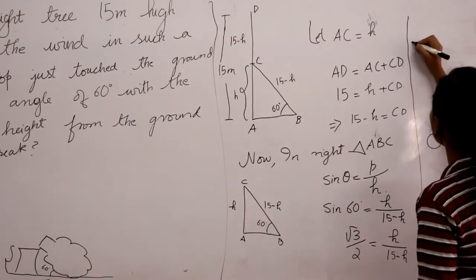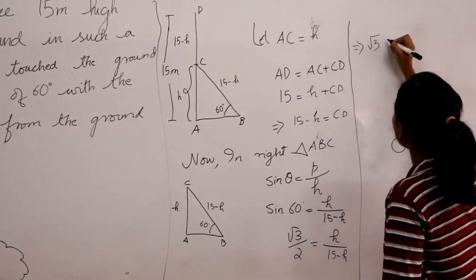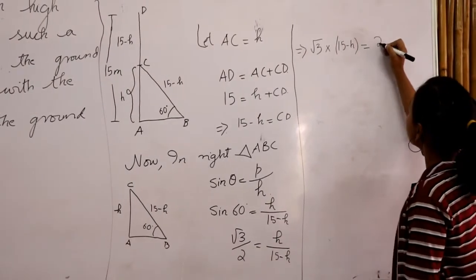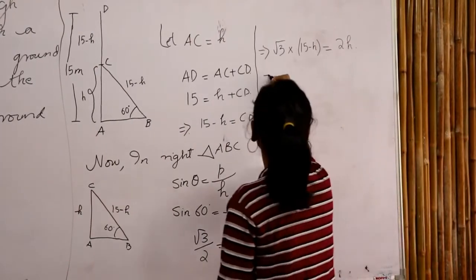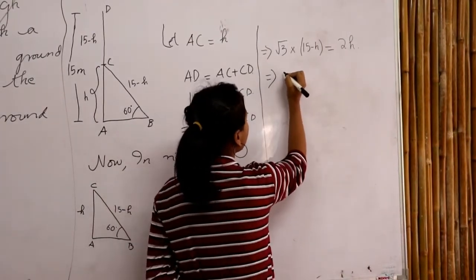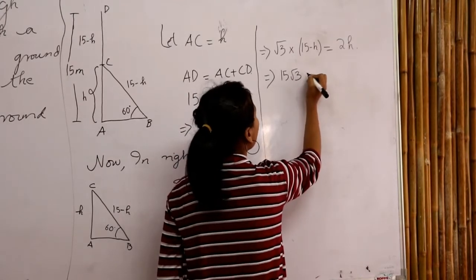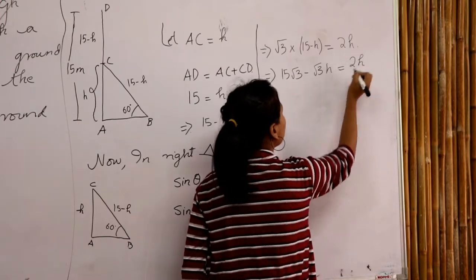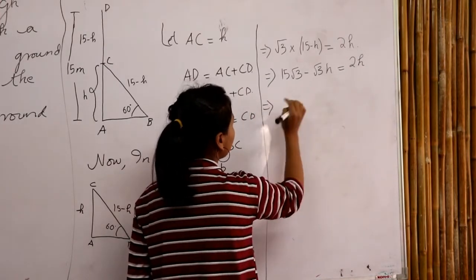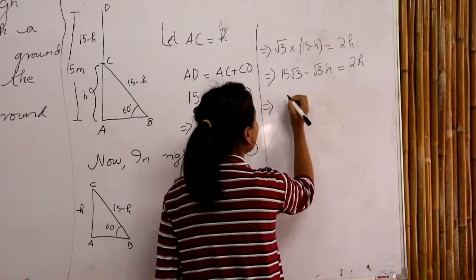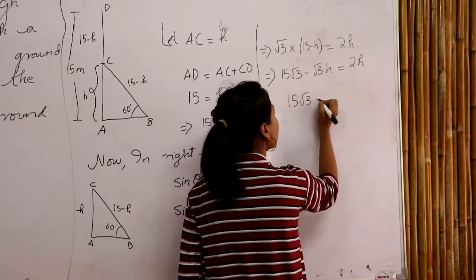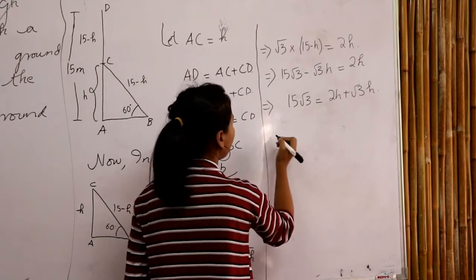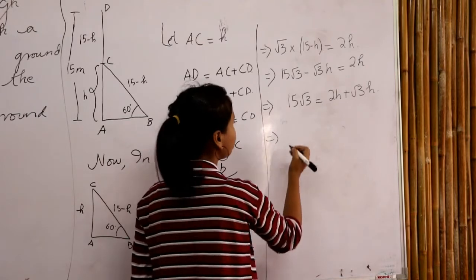Okay, in the next line you will get root 3 into (15 minus h) equal to 2h. Let us multiply root 3 inside the bracket. You will get 15 root 3 minus root 3h is equal to 2h. Alright, let us carry this root 3h to the other side. You will get 15 root 3 is equal to 2h plus root 3h. Let us put the value of root 3 as 1.73.